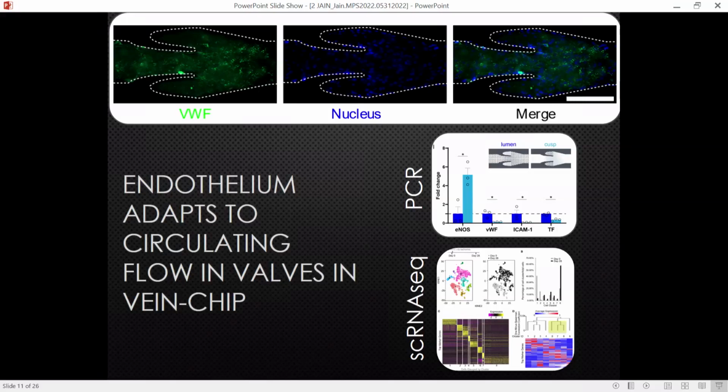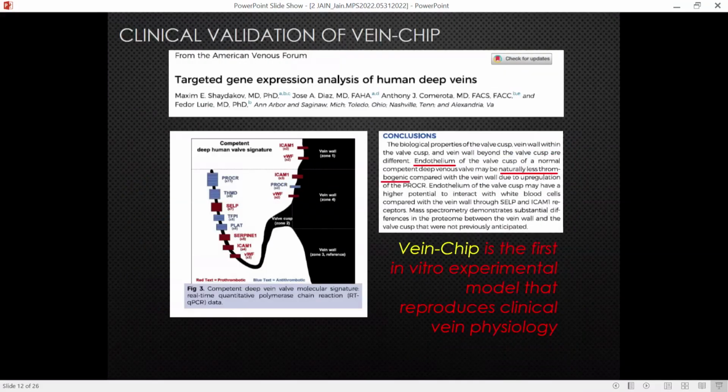We didn't know that. But what happened around the same time when we actually saw those results was a paper that came out from Michigan. And this was a clinical study where they were looking at the cadavers of veins, and they reported clinically that the endothelium in the cusps, in fact, is more anticoagulant than the total vein. So this was the first time, and we were not actually expecting that to happen, that what we saw in the vein chip was actually clinically relevant or got validated clinically. Now, you cannot have this result in a mouse model, and there has not been any reproduction of this kind of a result in a murine model.